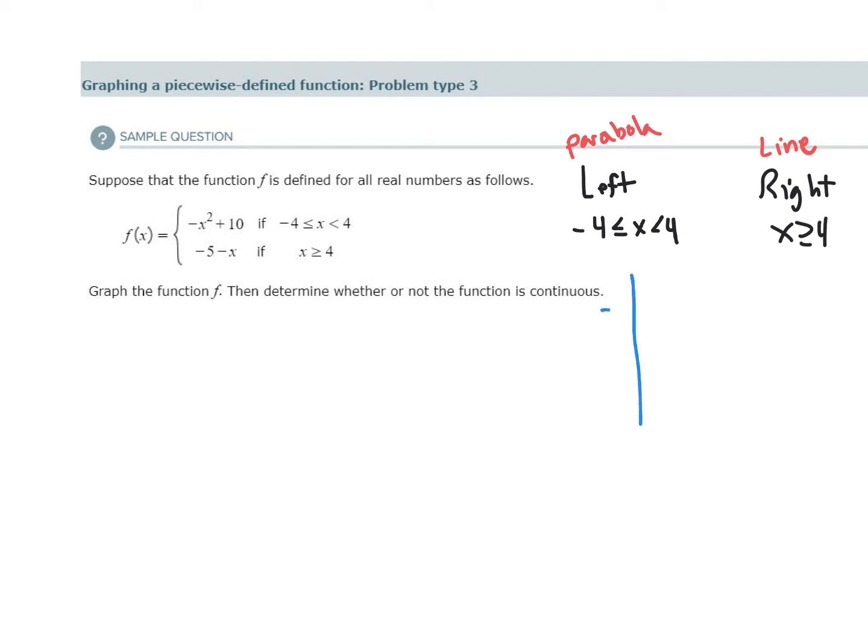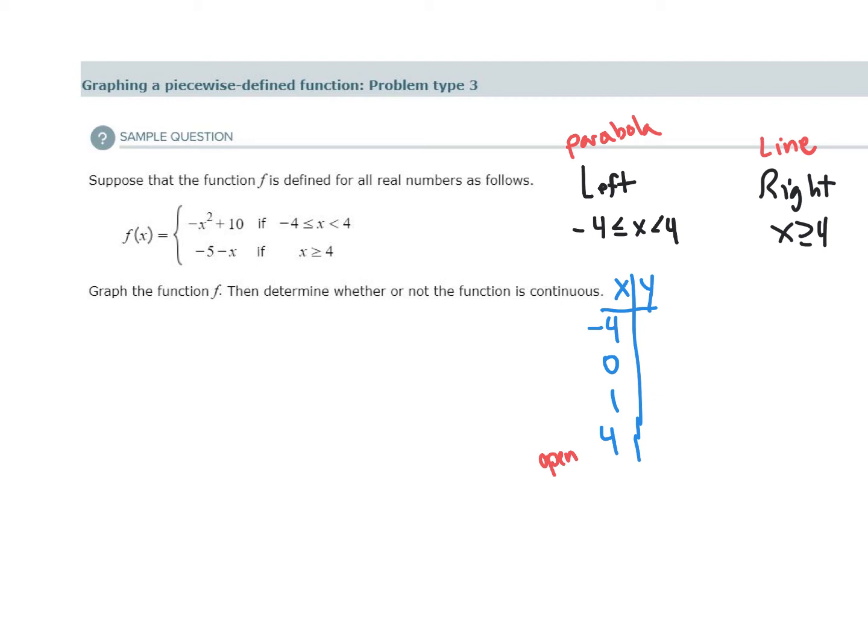So when I make my charts, when I pick my x's, since this one doesn't go down forever, -4 is pretty much the smallest it's going to be. I definitely want to pick -4. And I definitely want to pick 4 because that's the boundary. Now that 4 will be open because it's strictly less than 4, but I want to have it. And then maybe I just pick a couple points in between. How about 0 and 1? Those are just arbitrary points I'm picking.